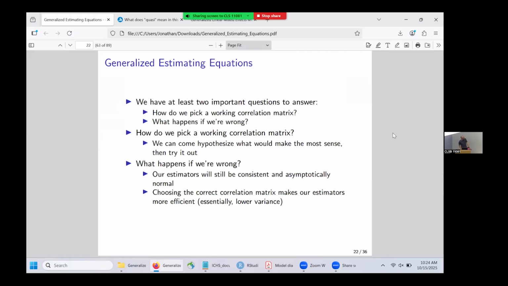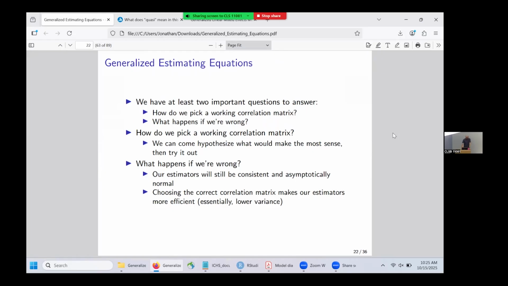What happens if we're wrong? So the nice thing about GEE is that our estimators are still consistent and asymptotically normal if we pick the wrong working correlation matrix. That's why it's a working correlation matrix. It's our working hypothesis. It doesn't have to be perfect. Although if we choose the correct correlation matrix, then our estimators are more efficient. So there are advantages to being correct. But asymptotically, it all works out fine. Sounds like we'll need for loops here. Yeah.